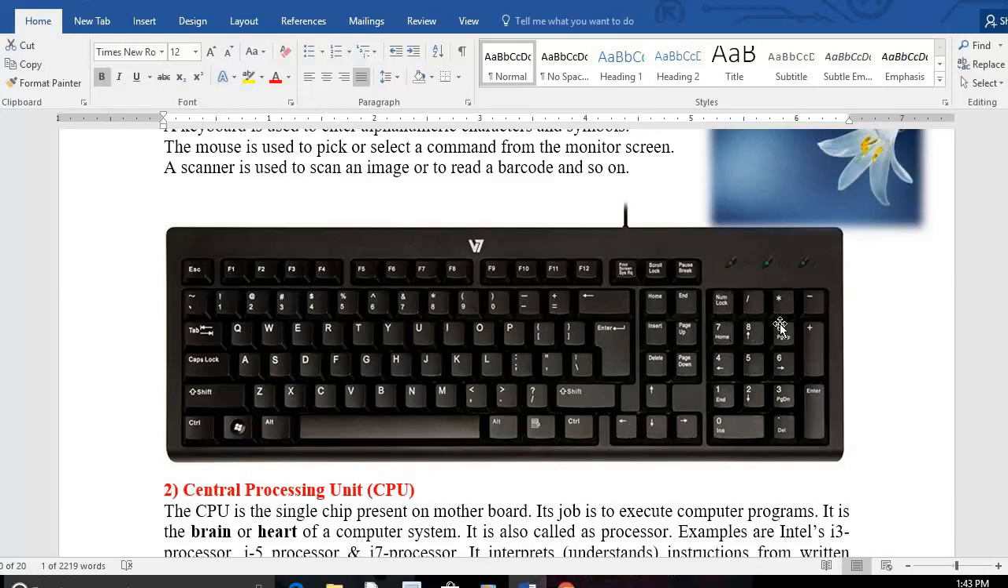If numlock is on, upper symbols are going to work. If numlock is off, below symbols are going to work. Function keys F1 to F12. Control plus F9 helps us to run the program. Okay, this is the keyboard.